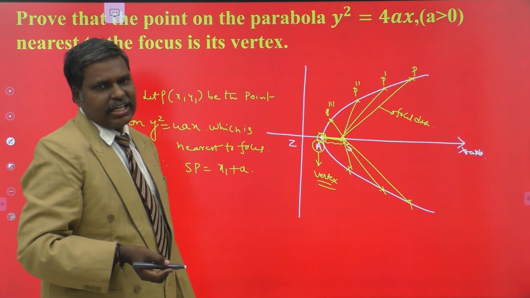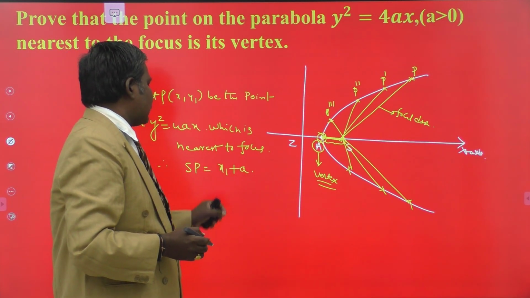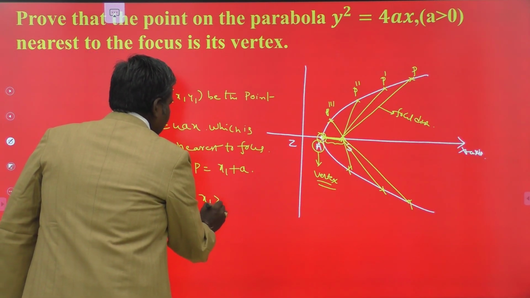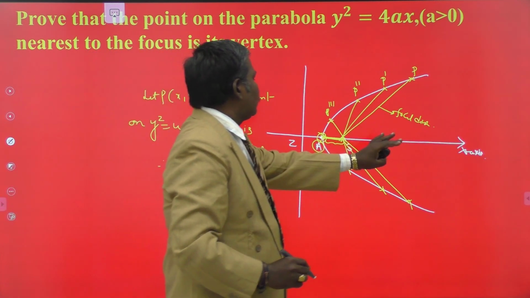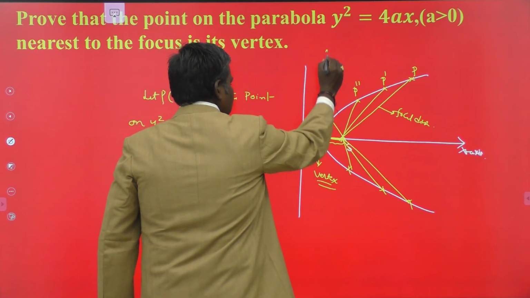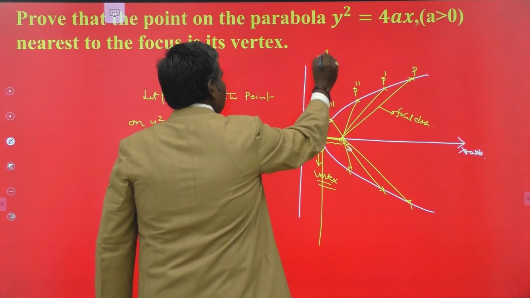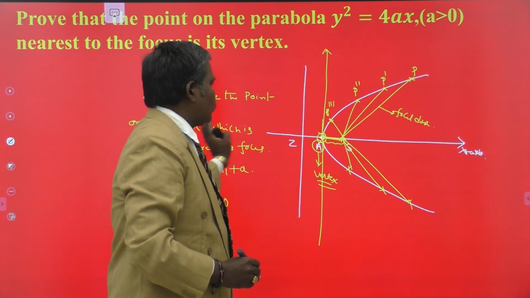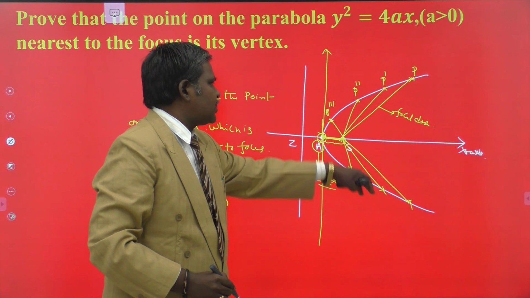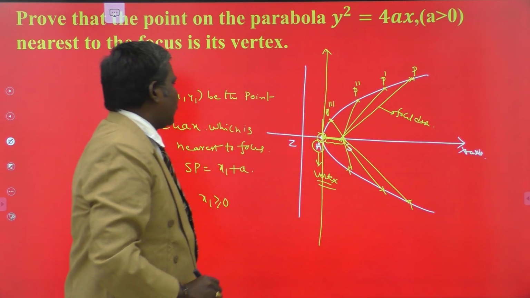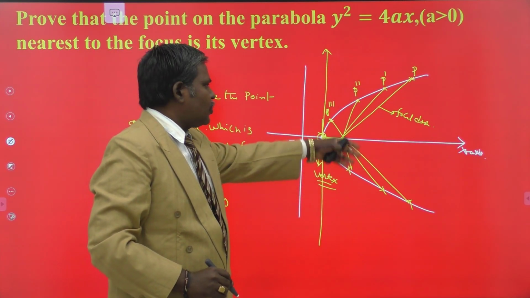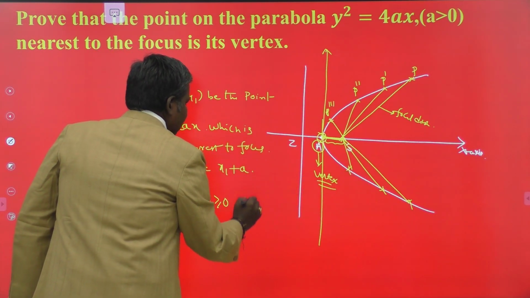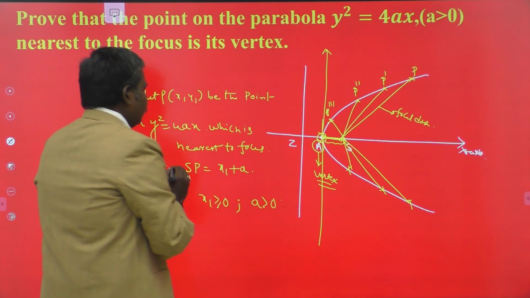Modulus of x1 plus a. Actually x1 is always greater than or equal to 0, and a must be positive. Here x1 is greater than or equal to 0. There is no curve to the left side of the y-axis. This is my y-axis, the tangent at the vertex of the parabola y square is equal to 4ax. There is no curve on the left side, so the only curve is on the right side. Your x coordinate is always positive, either in the first quadrant or in the fourth quadrant. x1 is always positive and at the same time a should be greater than 0.